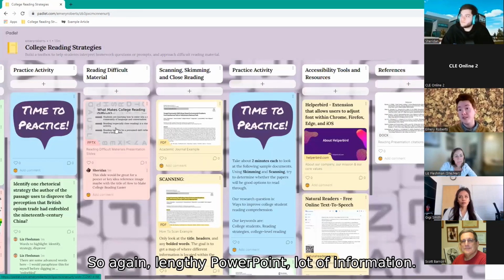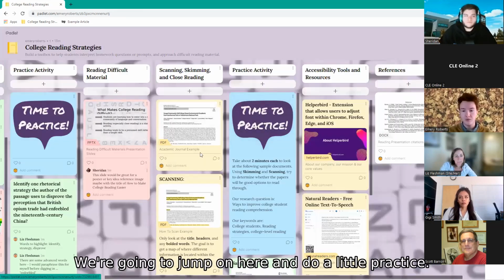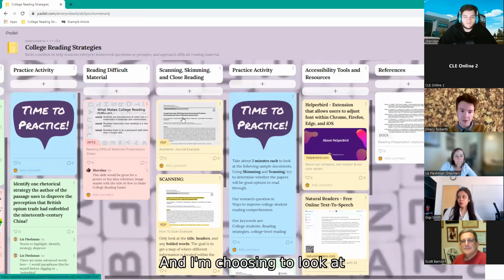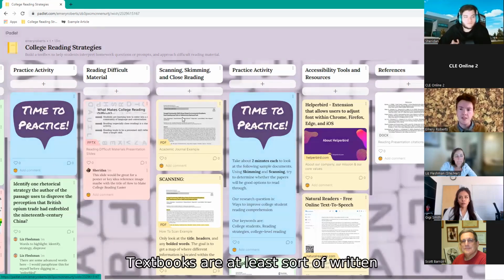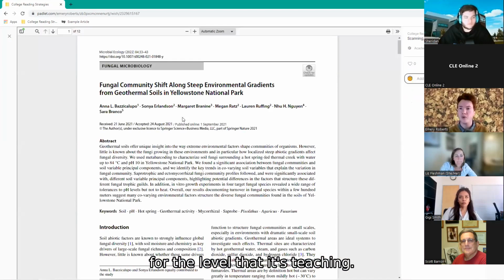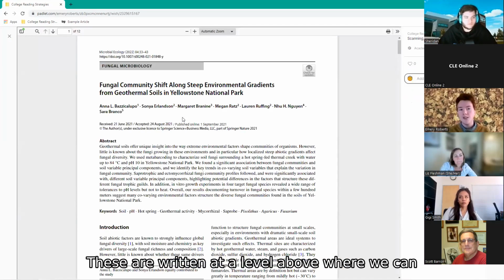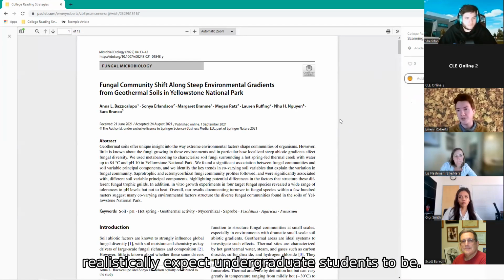So again, lengthy PowerPoint, a lot of information. We're going to jump on here and do a little practice. And I'm choosing to look at academic articles for this because that's maybe the most difficult kind of reading that we ask students to do. Textbooks are at least sort of written for the level that it's teaching. These are written at a level above where we can realistically expect undergraduate students to be.